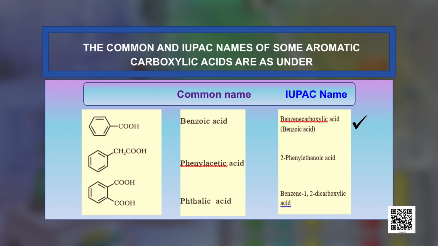And if we talk about the second compound, we say it is phenyl acetic acid as a common name, and in the IUPAC name we call it phenyl ethanoic acid. And if 2 carboxyl groups are attached to the benzene ring, then it is benzene-1,2-dicarboxylic acid. We indicate the positioning of the carboxyl groups on the benzene ring.